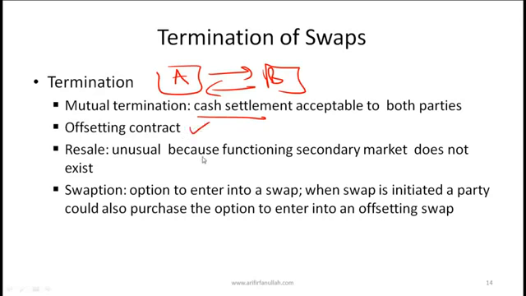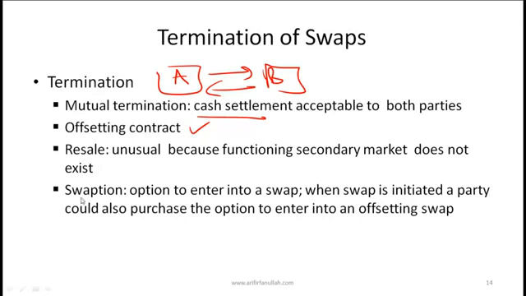a swap contract. Number 3, there can be a resale, but this is very unusual because we don't really have a secondary market for swaps. As discussed earlier, these are not traded on an exchange, so it might be very hard to find a third party that is willing to buy the particular swap contract that you have negotiated earlier. So this is extremely infrequent.